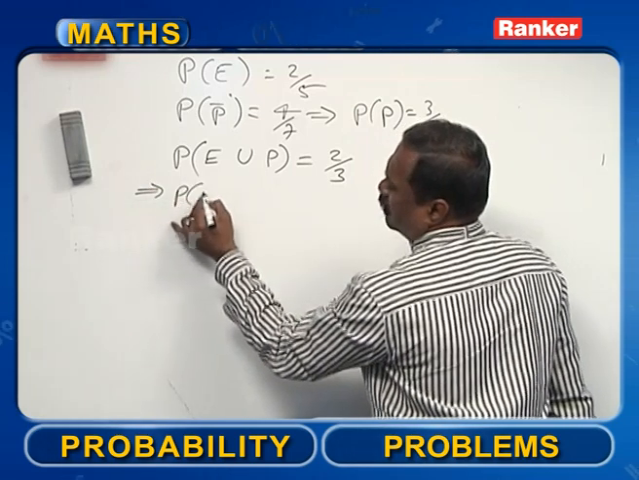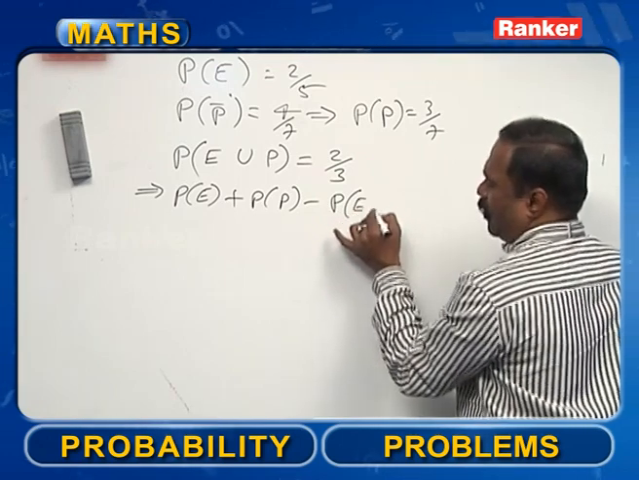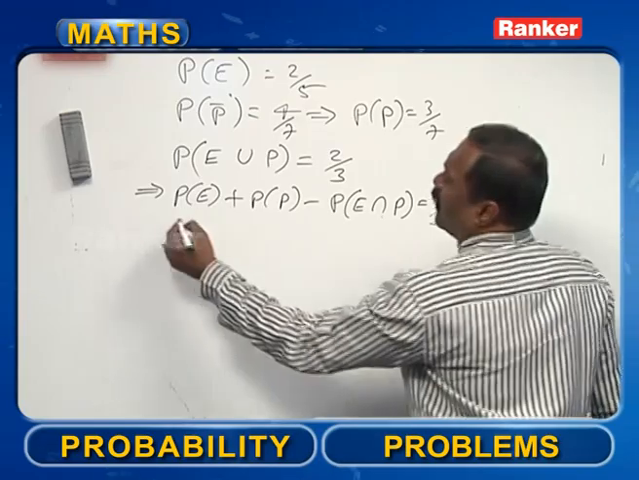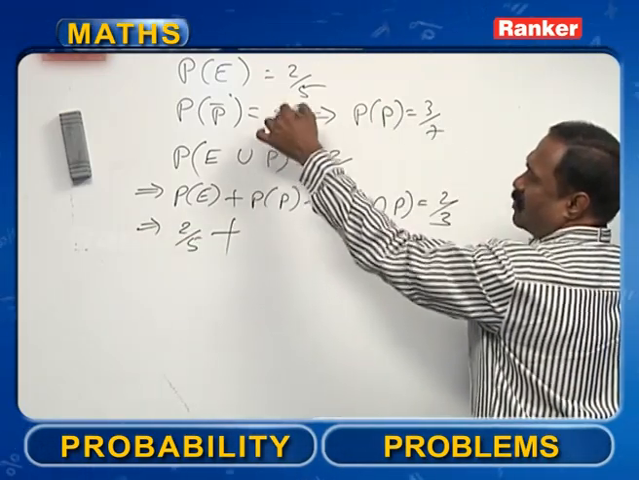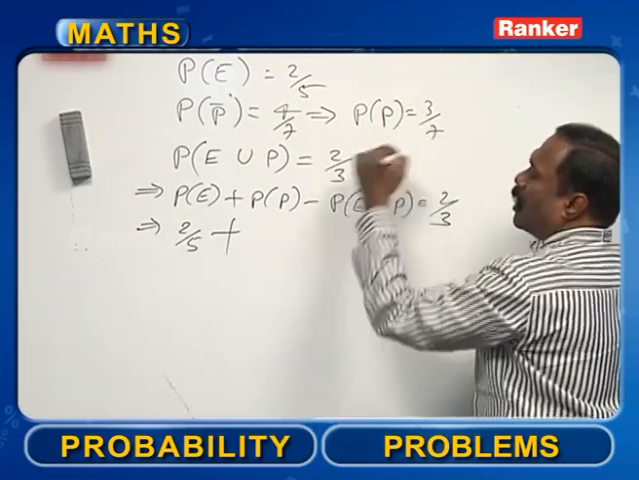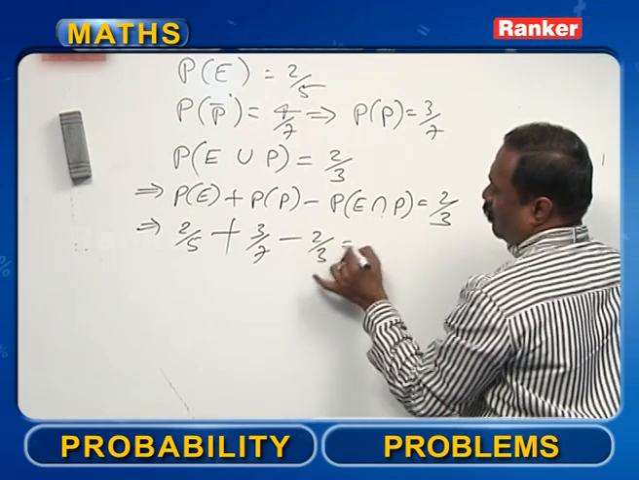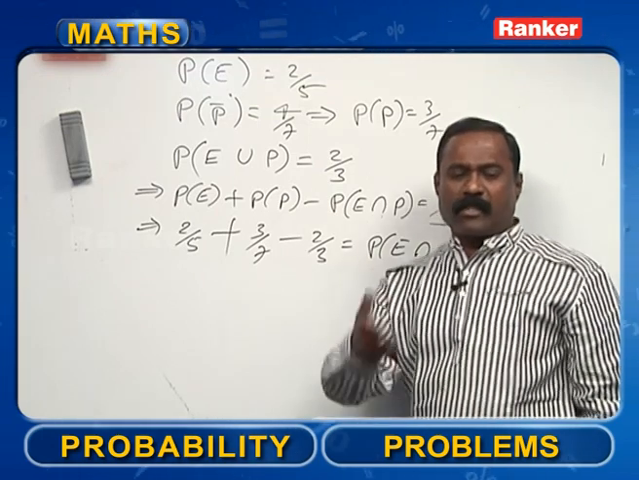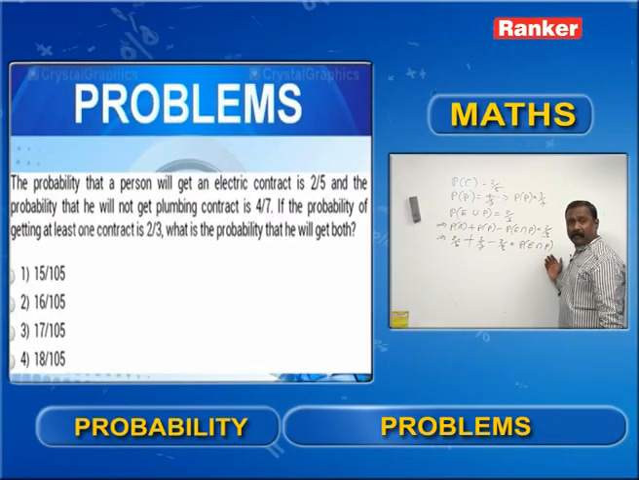Now let us apply the formula: P of E plus P of P minus P of E intersection P is equal to 2 by 3. What is P of E? It is 2 by 5. What is P of P? We have written that the non-occurrence is given as 4 by 7, and the occurrence we have written as 3 by 7, minus 2 by 3, is equal to P of E intersection P. What is the question? What is the probability that he will get both? Both electric and plumbing contract.